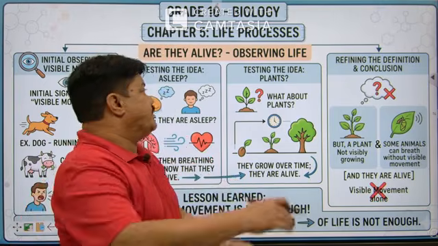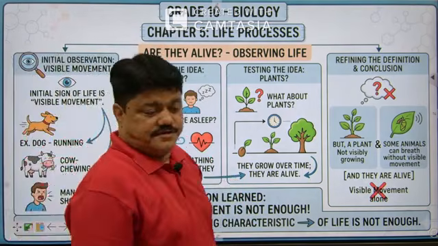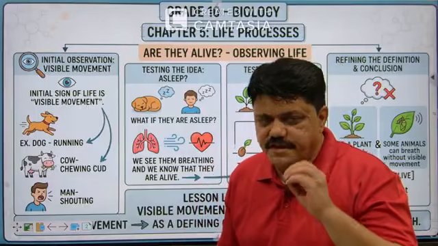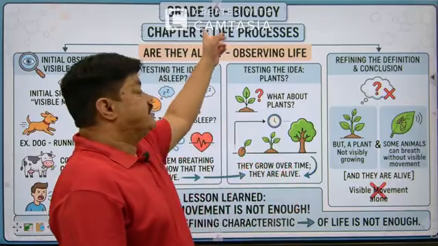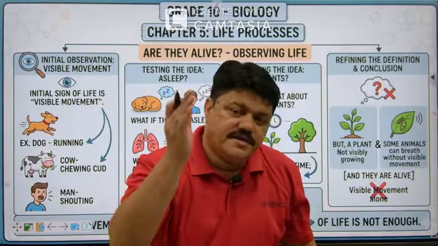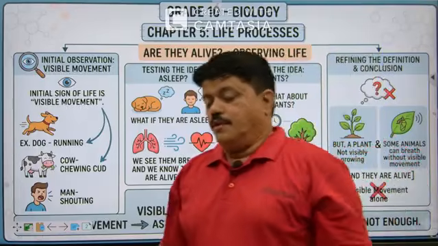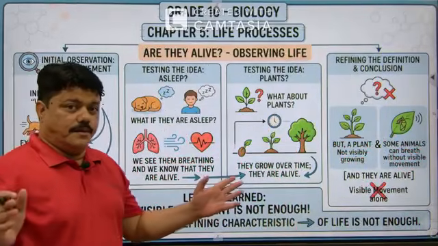So, we start from grade 10 chapter 5, life processes. The title is life processes. Process means something is happening, something is going on, but the word life is directly related to the living. So come on, let's differentiate between living and non-living.